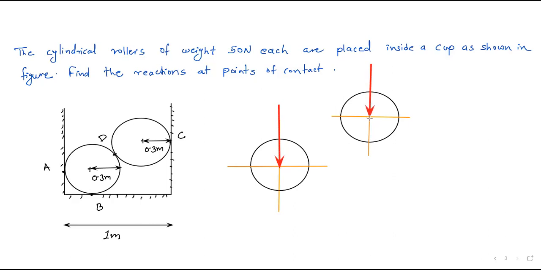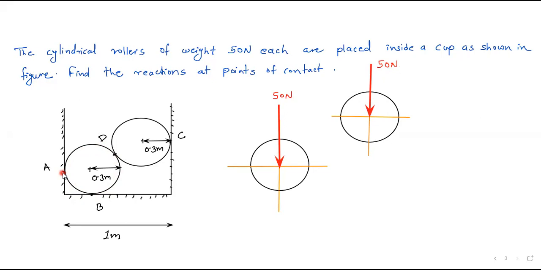Here is the weight. The weight of both spheres is 50 Newton each. So 50 Newton, and this is also 50 Newton. Now if you see this sphere 1, what are the contact points of this sphere 1?